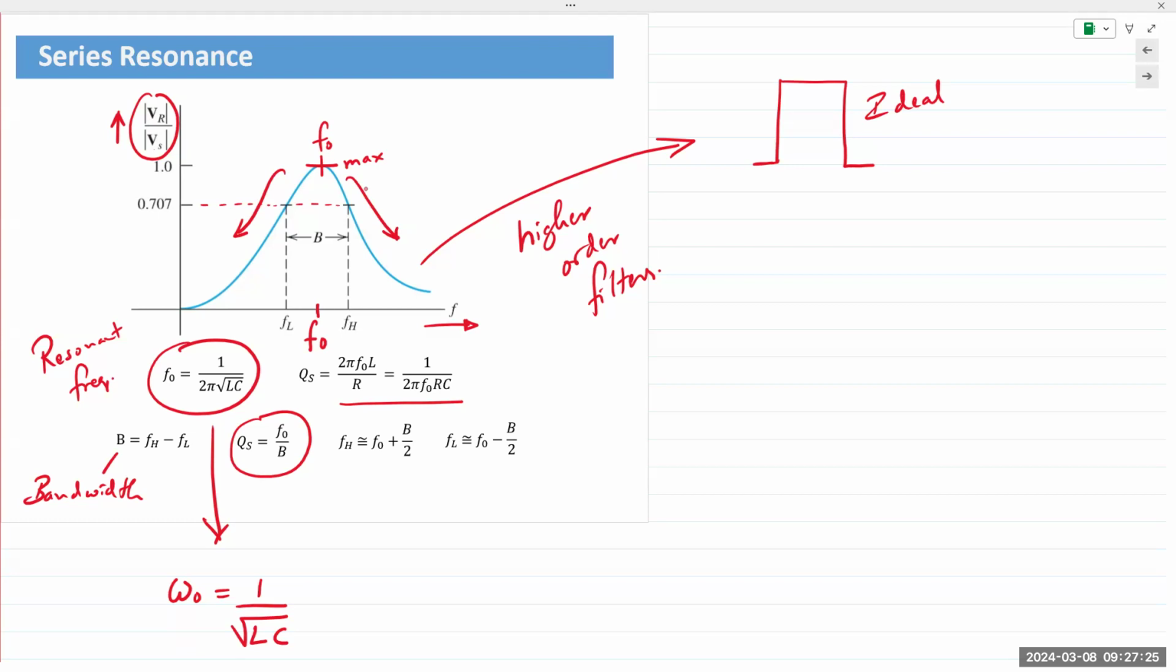Obviously, the narrower the band, the higher the quality, right? The wider the band, the lower the quality. So hence F0 over B, bandwidth. Make sense? Any questions?